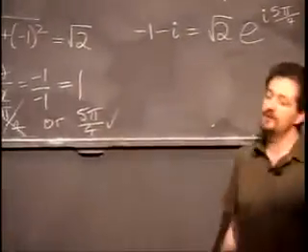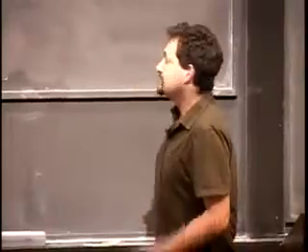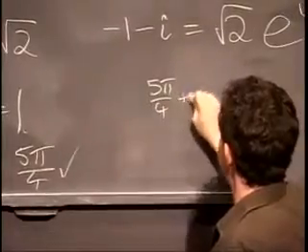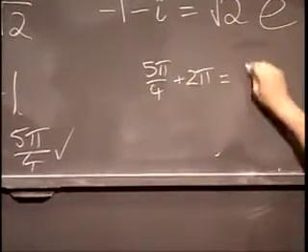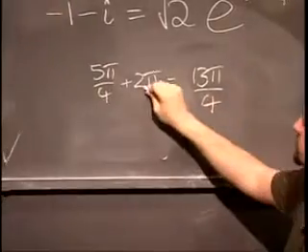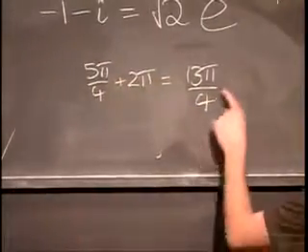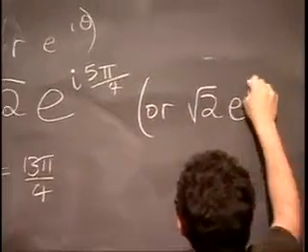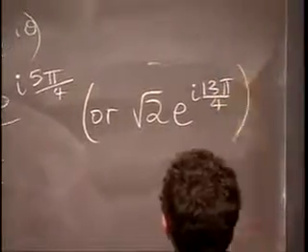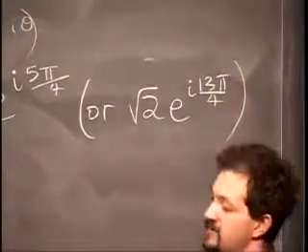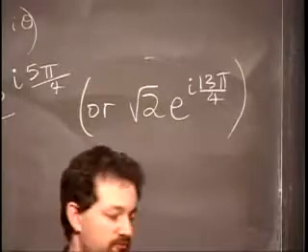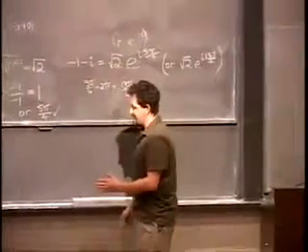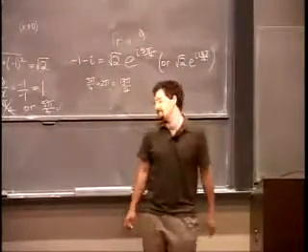5 pi over 4 is not the only possible answer. We could add 2 pi to that. So 5 pi over 4 plus 2 pi is 13 pi over 4 if you work it out. After all, 2 pi is 8 pi over 4, and 5 plus 8 is 13. So you could actually write this as root 2 e to the i 13 pi over 4. That's got to be the same complex number, because instead of just rotating 5 pi over 4, this 13 pi over 4, again, means you go all the way around and then 5 pi over 4, and of course you get to the same point.